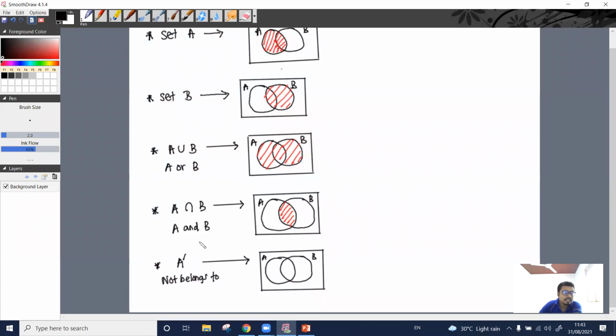The part that does not belong to A. The remaining part that does not belong to A. This area, and A dash. Apart from A, the rest of the stuff. A dash, does not belong to A.